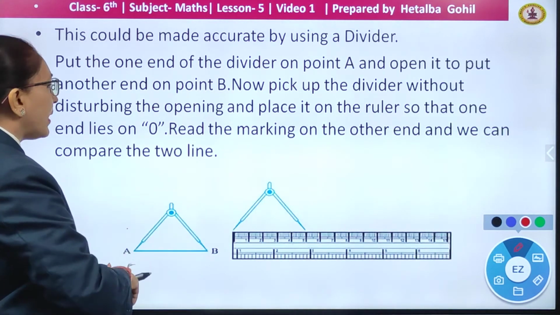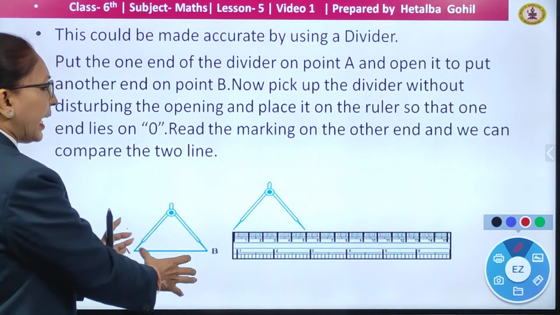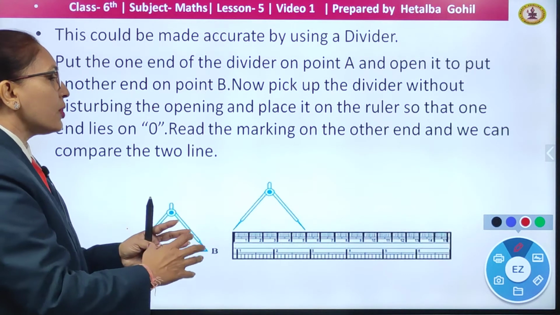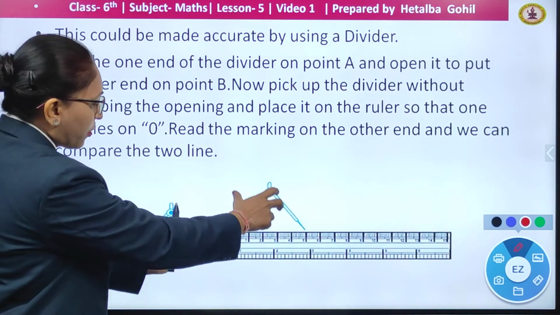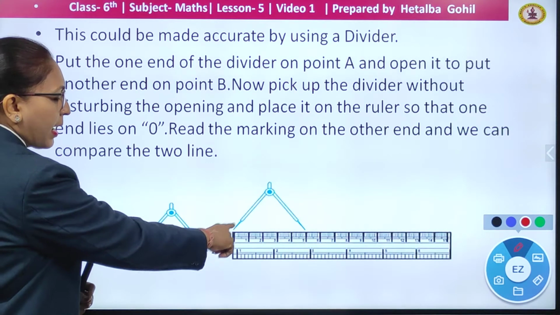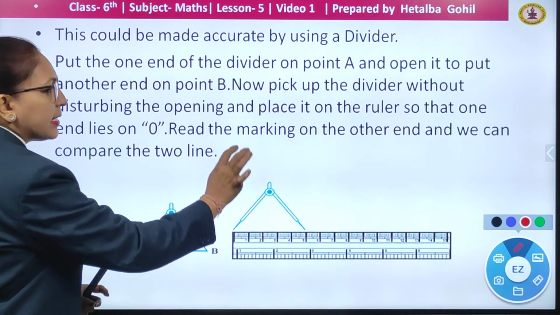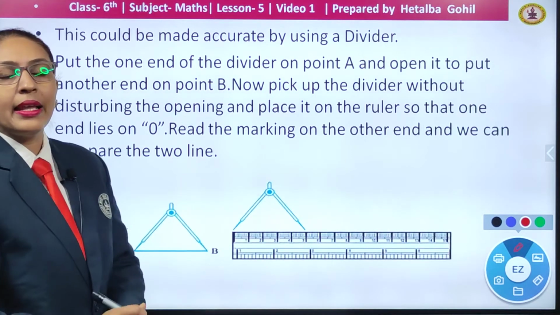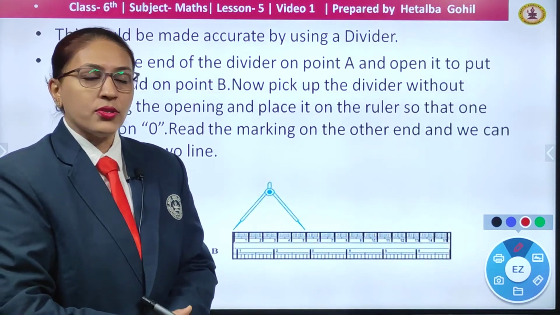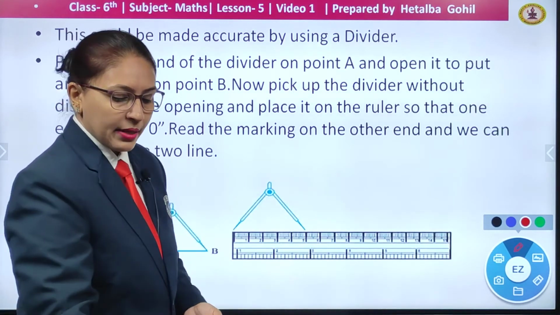Now pick up the divider without disturbing it, meaning you don't move it, because that is the measurement you have taken. Place it on the ruler, the same way you put it on the ruler. Put the first point on the 0 mark and just see where it ends. Wherever it ends, that is the measurement of your line segment. So this is the most accurate way you can measure a line segment.